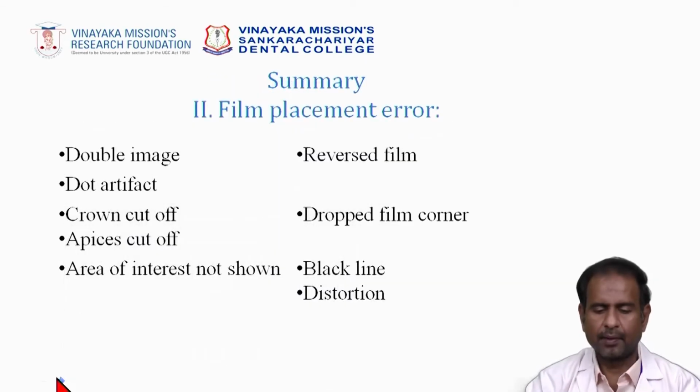Let's summarize the film placement errors. First is the double image, where two exposures are on the same image. Then the dot artifact, the embossed dot with a well-defined radiolucent appearance, crown cutoff and apex cutoff, where the area of interest is not shown because the film placement is not correct. Then dropped film corner, then black line. These are all the errors that occur during placement of the X-ray film.